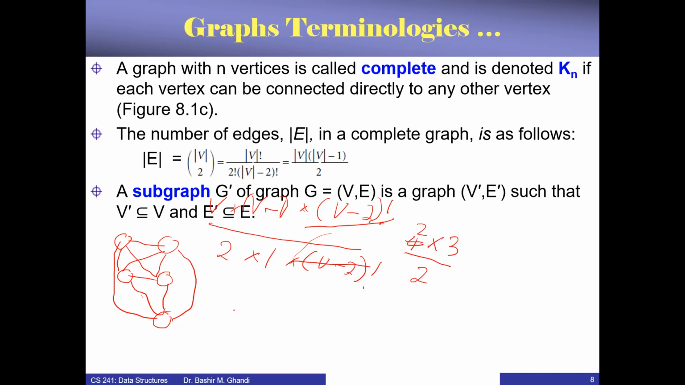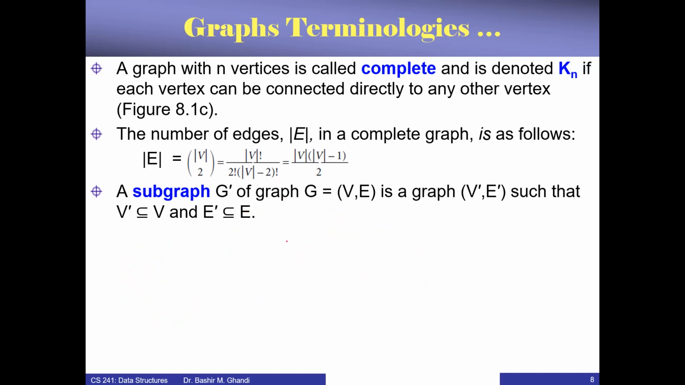Can our formula give the same result? Well, let's see. It says size of V, which this time is 5, times that minus 1, so times 4, divided by 2. As you can see, 2 goes into 4 2 times, and 5 times 2 is 10. So the formula is always correct. If you know the number of vertices in a complete graph, you can easily compute the number of edges using that formula.